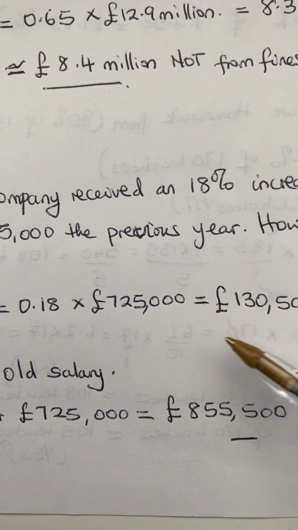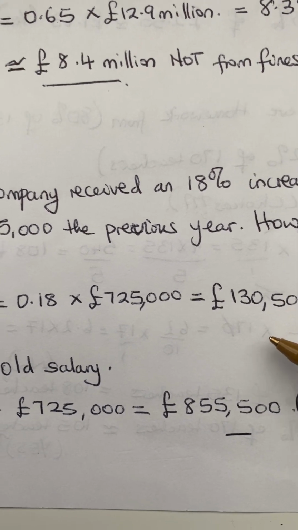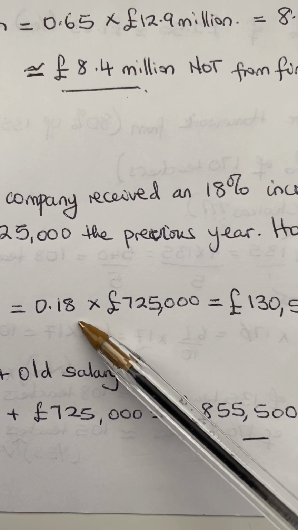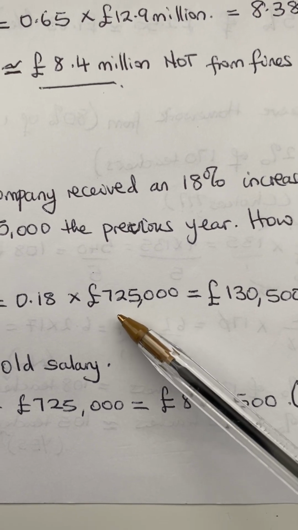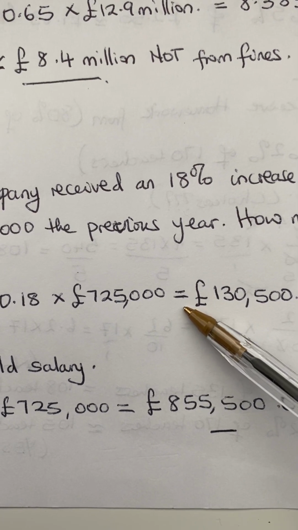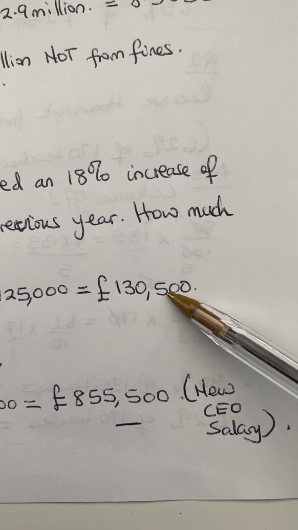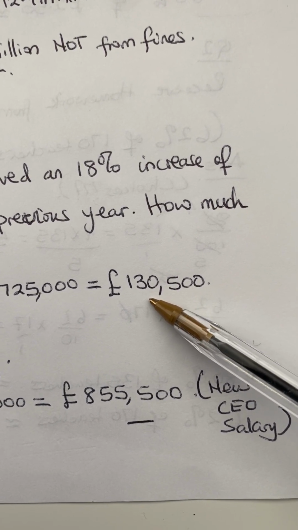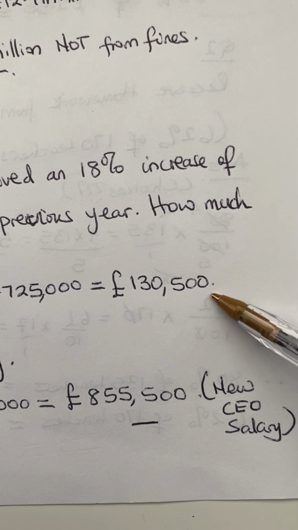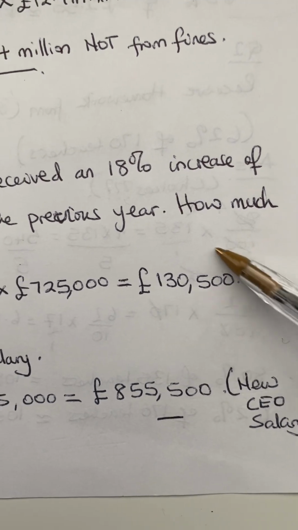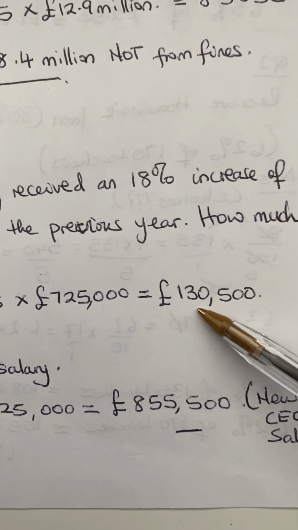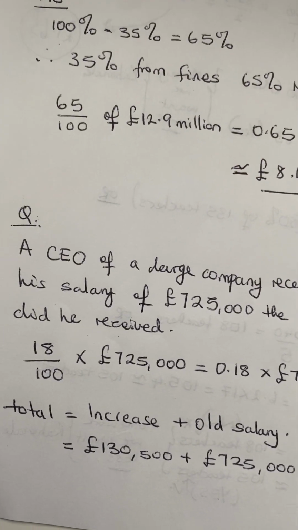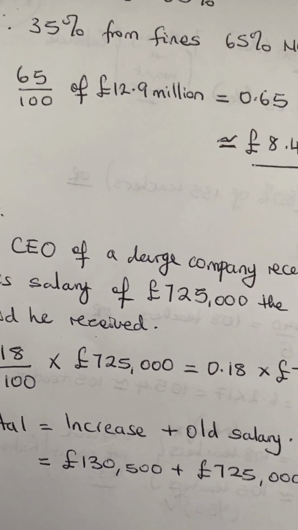Whatever you get, you add your 0s, or you straight away put in 0.18 times 725,000. However you do it, your answer should be 130,500 pounds. That is 18% of his previous year's salary. So now the question is, how much did he receive?